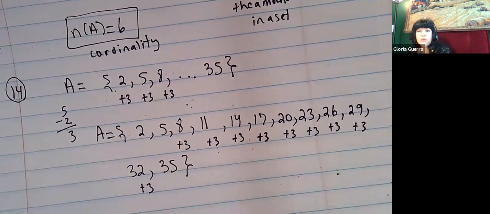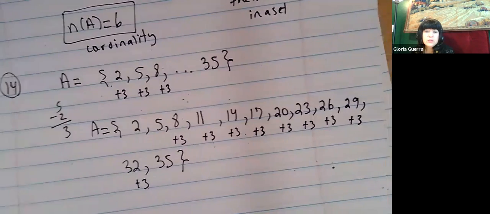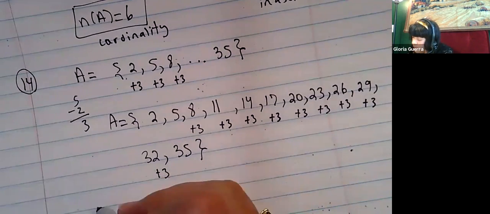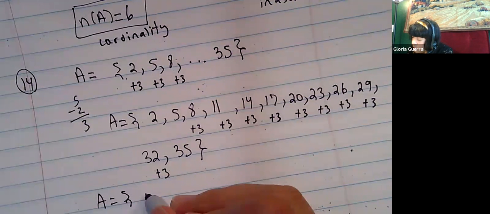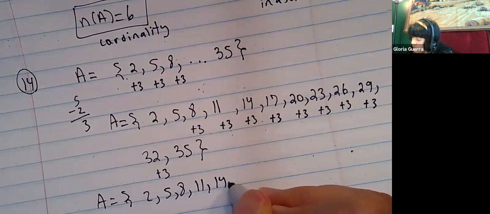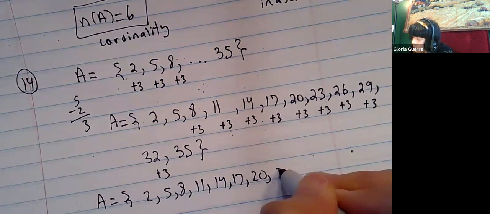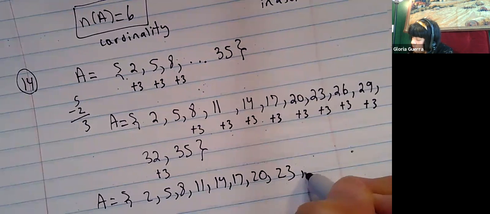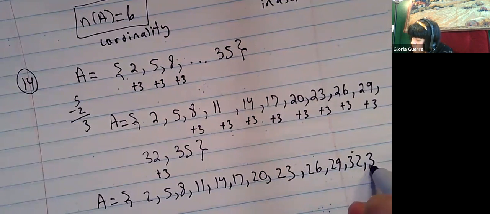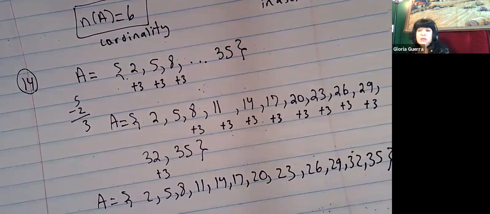And I just ran out of room. I wish I hadn't run out of room, but I did. So I better write it again. So A is 2, 5, 8, 11, 14, 17, 20, 23, 26, 29, 32, 35, and then that's it.